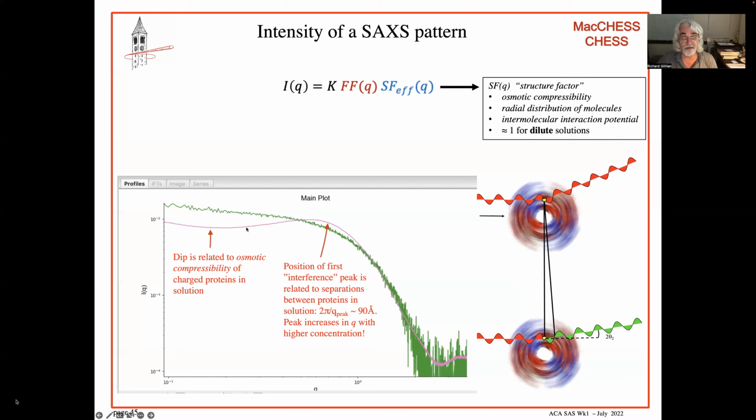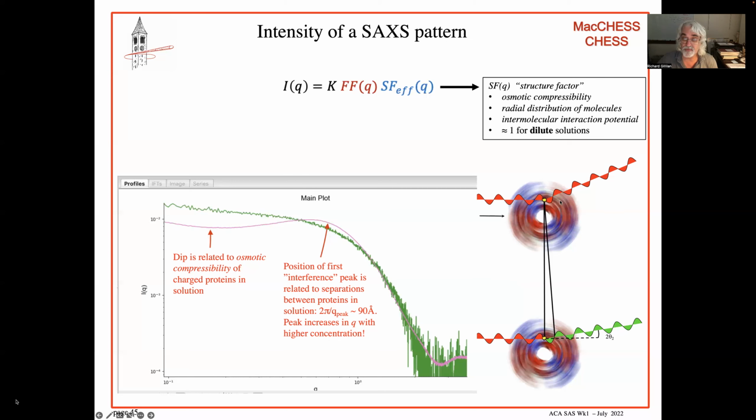The magenta curve here is the concentrated solution. What you notice, this is a very characteristic sample that oscillates. It comes up and forms something called the interference peak, and then it dips down. And just so you know, the dip down is related to what's called the osmotic compressibility.